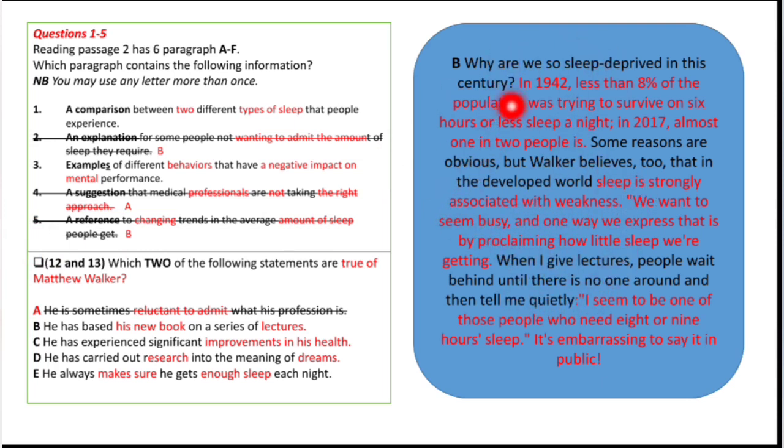If you have a look, in 1942, less than 8% of the population was trying to survive on 6 hours or less sleep a night. In 2019, almost 1 in 2 people is, which means in the past only 8% of people used to sleep for, let's say, 6 hours or less, but now the majority of them, which means nearly 50% of people, are doing the same. From this point, we can easily choose this part.